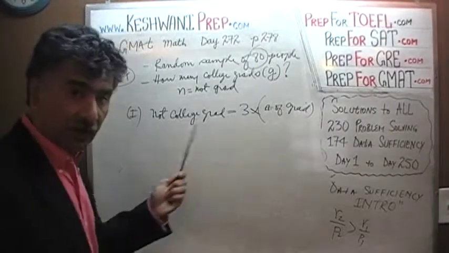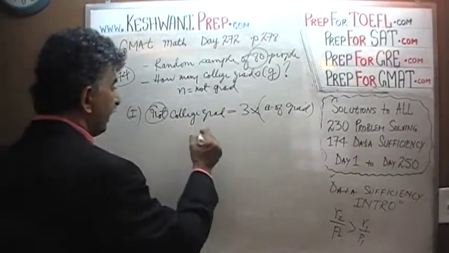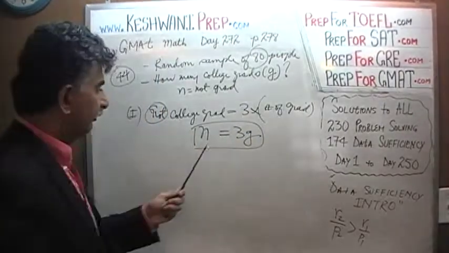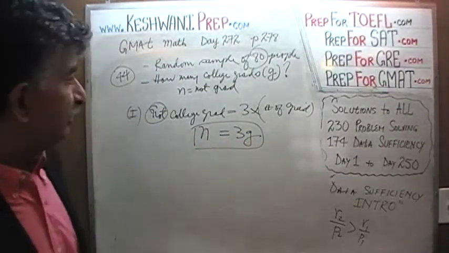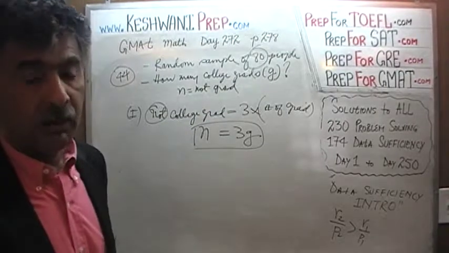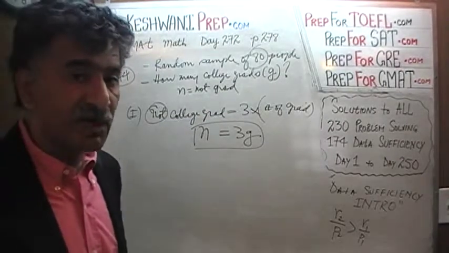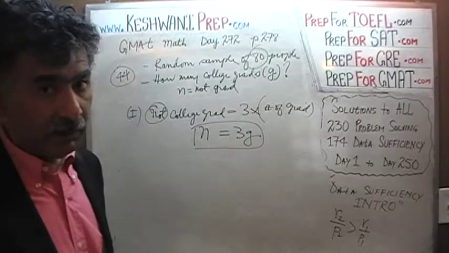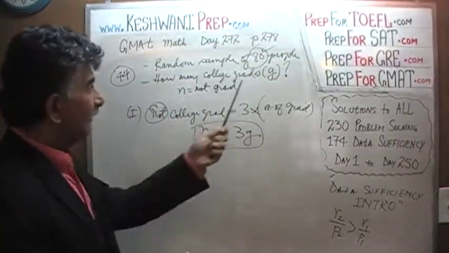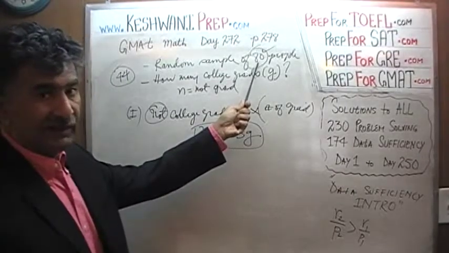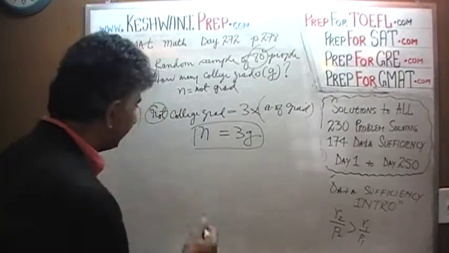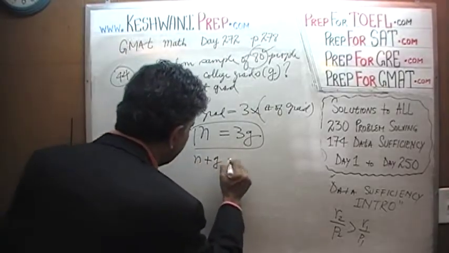Well, if we were to write this as an equation, the not college graduate, using letter N, is 3 times G. The question is, is this information enough for us to be able to answer the question, how many of them are college graduates? And the answer to that question is a resounding yes. Why? Because here's your first equation. They tell us that the total number of people surveyed was 80, and every one of them is going to be either a graduate or not a graduate, which means N plus G is 80.